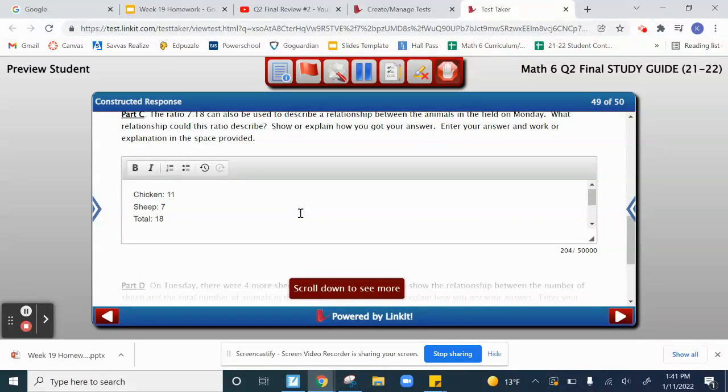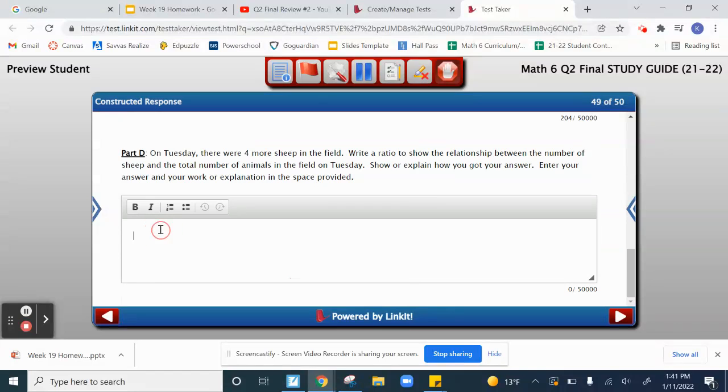Okay, so yeah, that was a little confusing because again, we don't completely know what that 18 means, but we do know that 7 is the number of sheep. And then since 18 is not the number of sheep or chicken, we can assume that that is the total, in which 11 and 7 is 18.